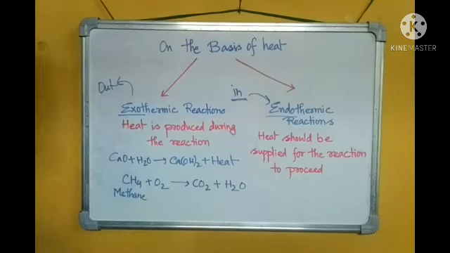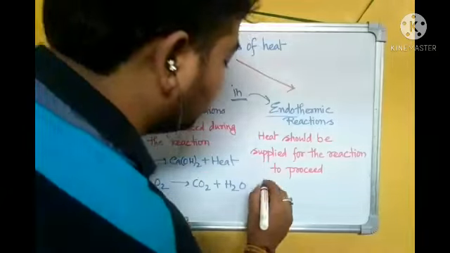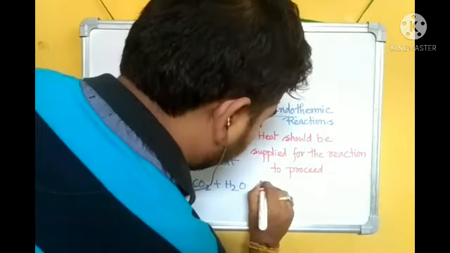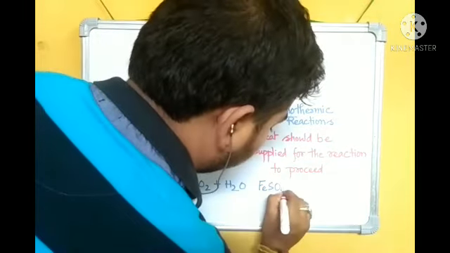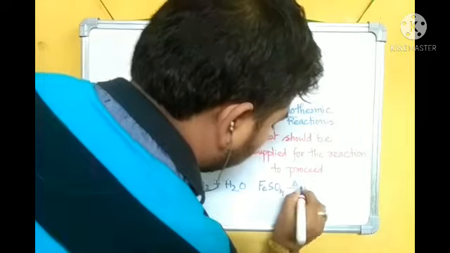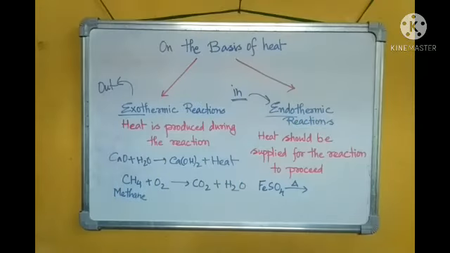Again, suppose we take the decomposition reaction of ferrous sulfate. The triangle above the arrow is the representation of heat. So what do we get?